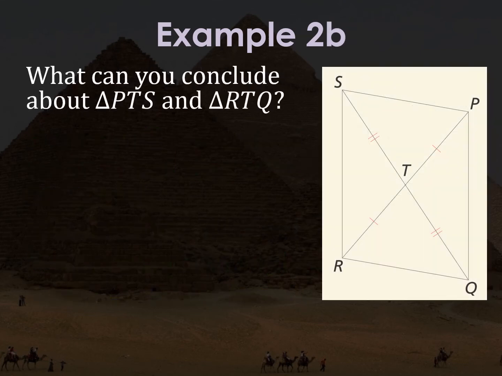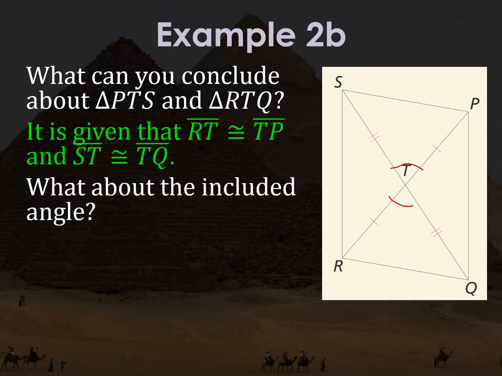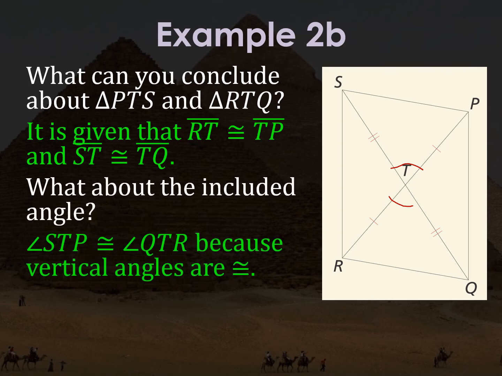All right, example 2b. What can you conclude about triangles PTS and RTQ? Now, if you look at the diagram, you're given some congruent segments. You're given that PT or TP and RT are congruent, and you're given that ST and TQ are congruent. So now you have two congruent sides. You need to find that congruent angle, and it looks like you want to use these angles here. So the included angle, why are they congruent? Well, angles STP and QTR are congruent because vertical angles are congruent.